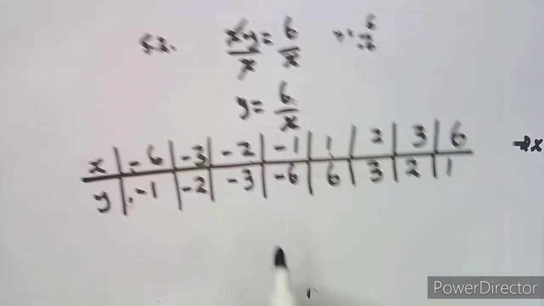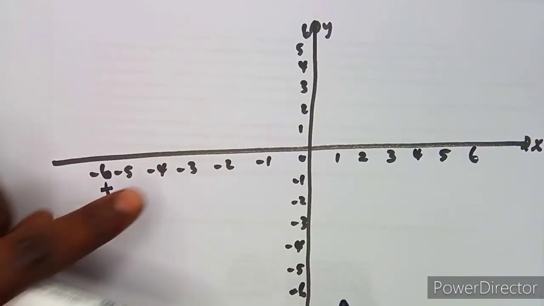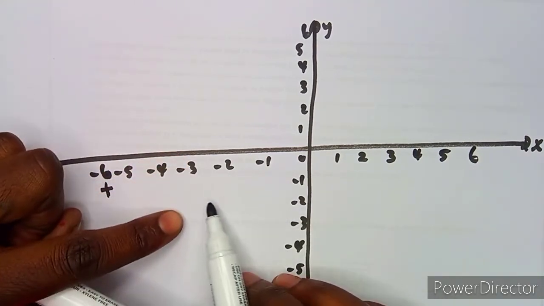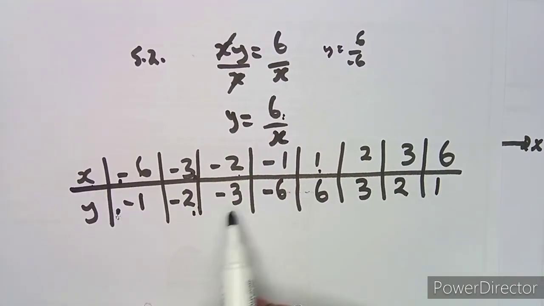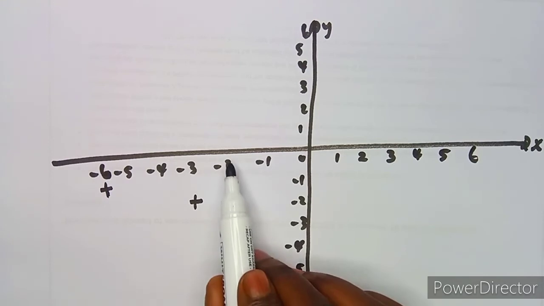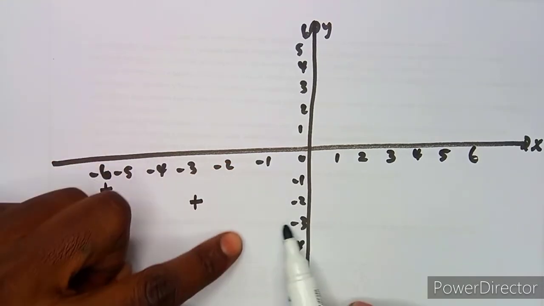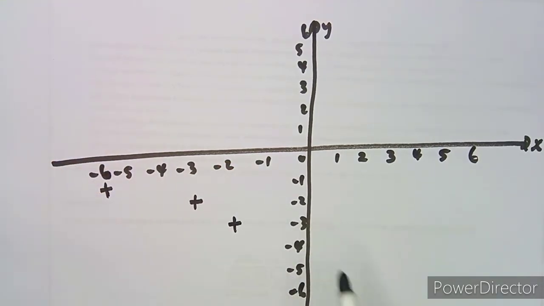Minus 3 in x, minus 2 in y. So it's minus 3 in x here, minus 2 in y. Where they meet, you mark a point, okay? You move to another one. Minus 2 in x, minus 3 in y. So it's minus 2 in x here, minus 3 in y, which is at this point. You mark a point. So that's what you're going to do.